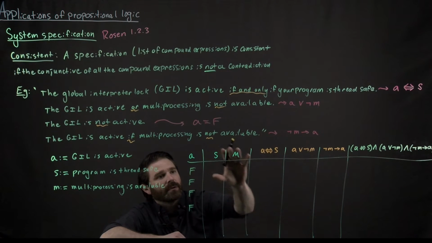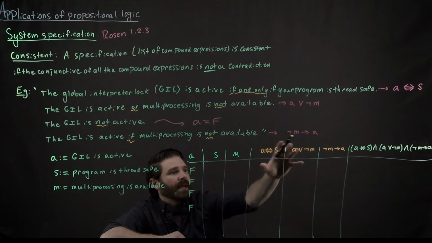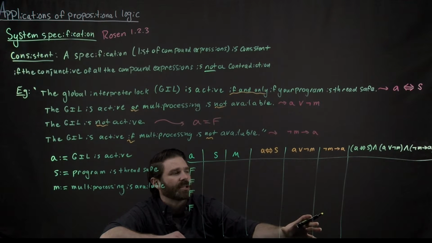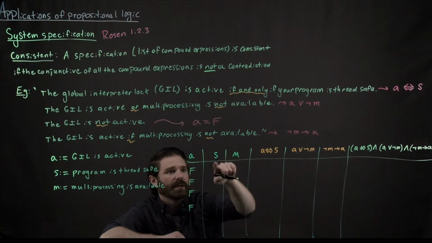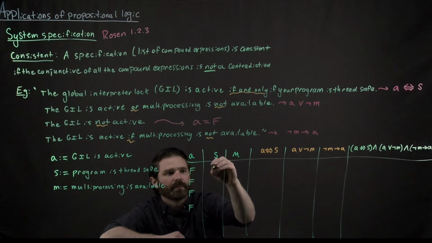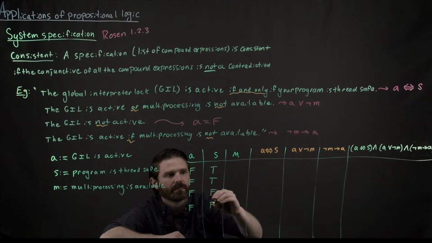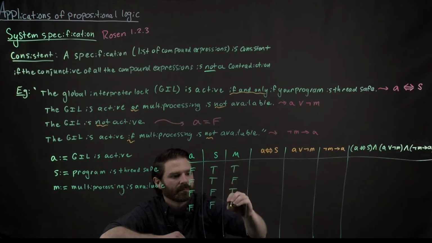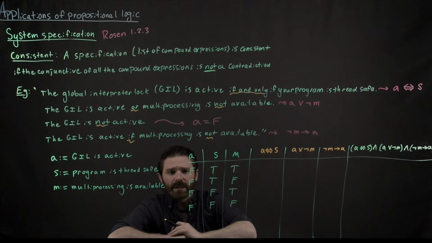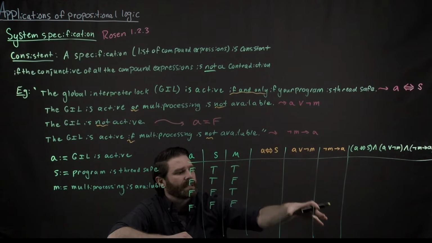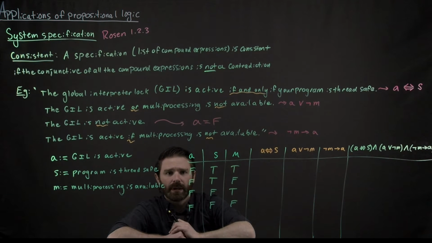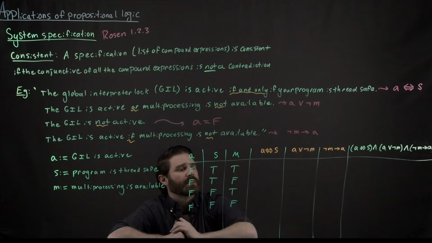And then we just need to figure out what the value of these compound propositions are, and their conjunctive, given all possible values of S and M. So I'm going to fill in the very first one right here, and I'm going to leave the rest for you to do on the side as scratch work, because otherwise this is going to be long and tedious to watch me fill out this entire truth table. But basically, let's go ahead and fill in this first one.